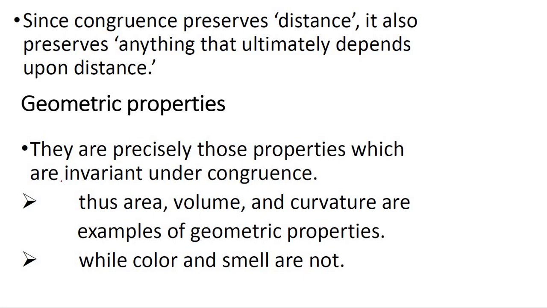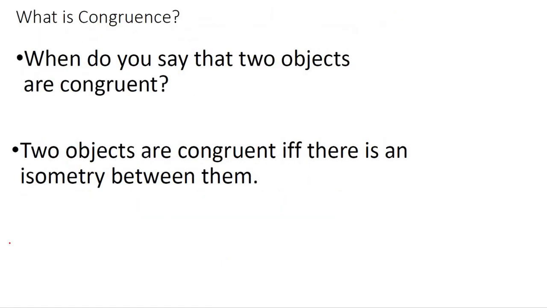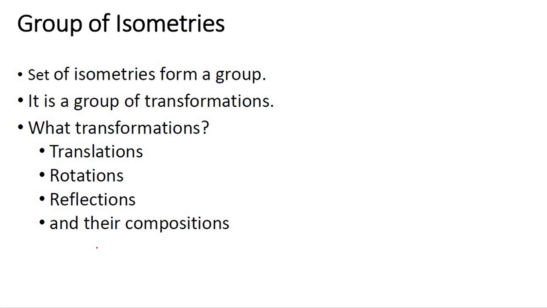And what is this congruence? When do you say that two objects are congruent? Two objects are congruent if and only if there exists an isometry between them. There are different groups of isometries. The set of isometries actually forms a group, and it is actually a transformation.